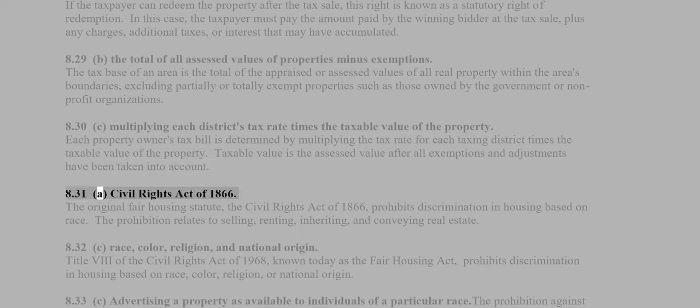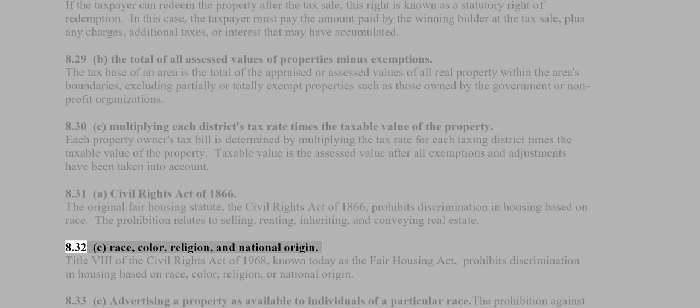8.31 a. Civil Rights Act of 1866. The original Fair Housing Statute, the Civil Rights Act of 1866, prohibits discrimination in housing based on race. The prohibition relates to selling, renting, inheriting, and conveying real estate.